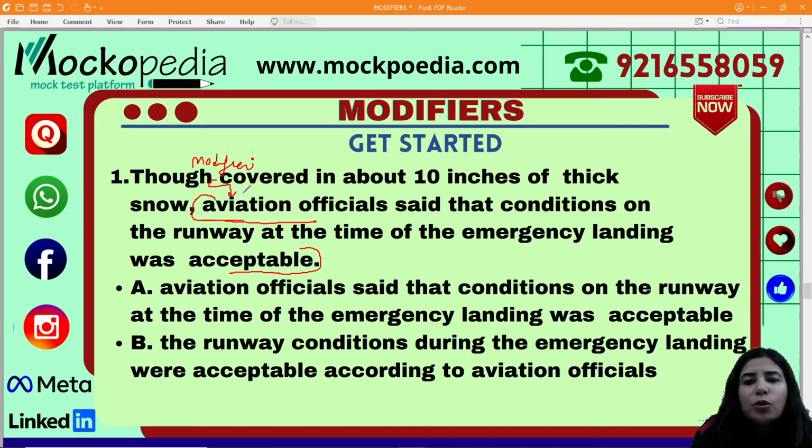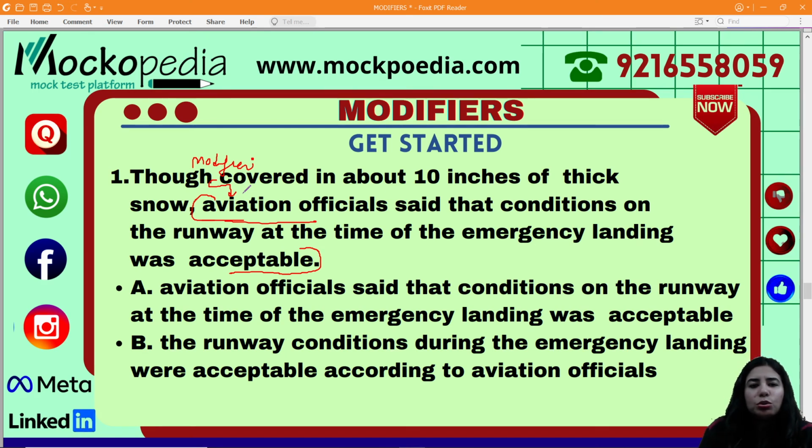Though covered in about 10 inches of thick snow, aviation officials said that the condition on runway at the time of the emergency landing was acceptable. So here what is happening is that the runway was covered with 10 inches of snow, right? Not the officials. So they're saying that though the runway was covered with 10 inches of snow, the conditions of the runway were acceptable in case there is any emergency landing, right?